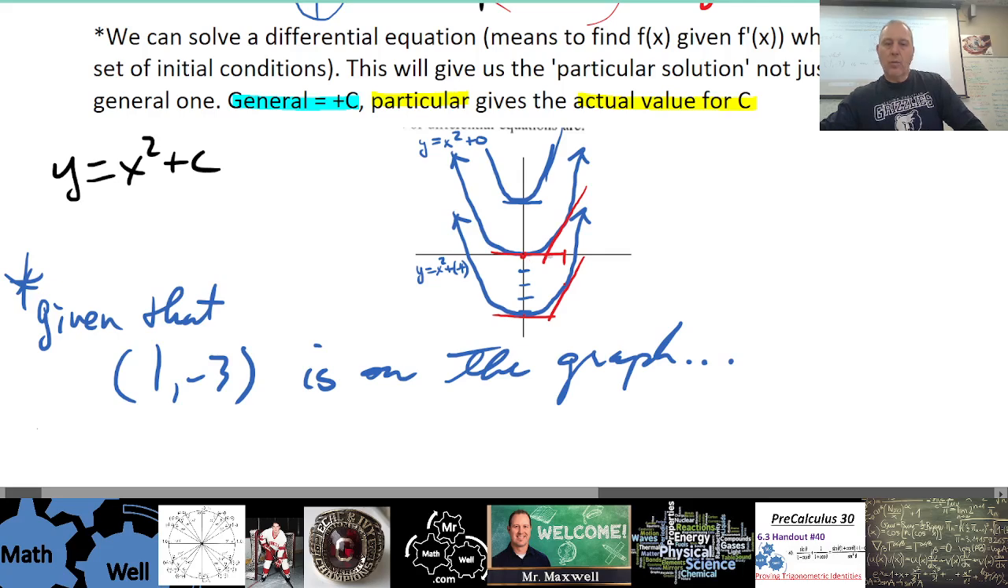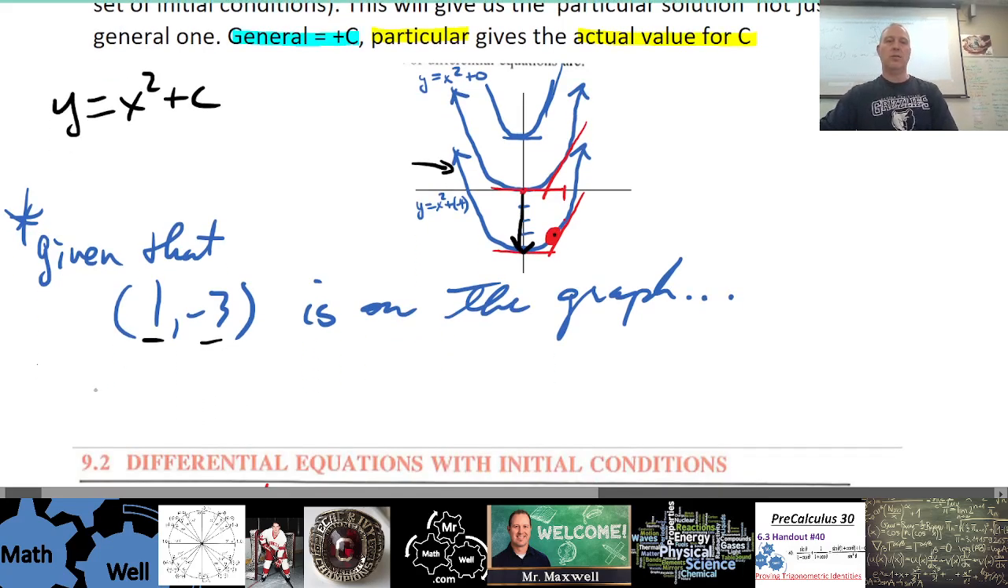So here is 1, and here is negative 3. So you see how it could be this one right here, right? So it could be this actual parabola. And how do we find out what that constant is? The constant's not going to be 1, it's not going to be negative 3, it's going to be some constant that brings us down the y-axis there, right? And so it's not either one of these values, but instead what we do is we simply put negative 3 equals 1 squared plus c, and we solve for c.